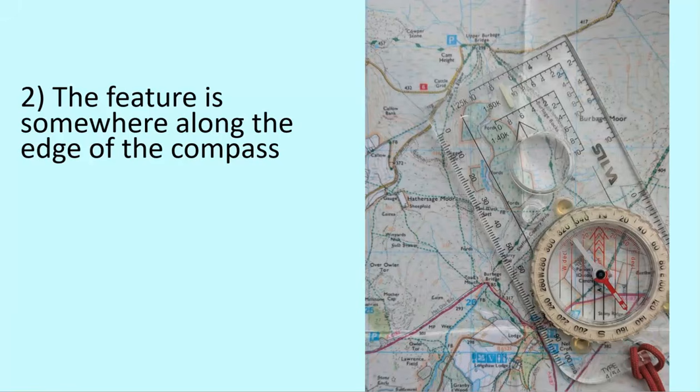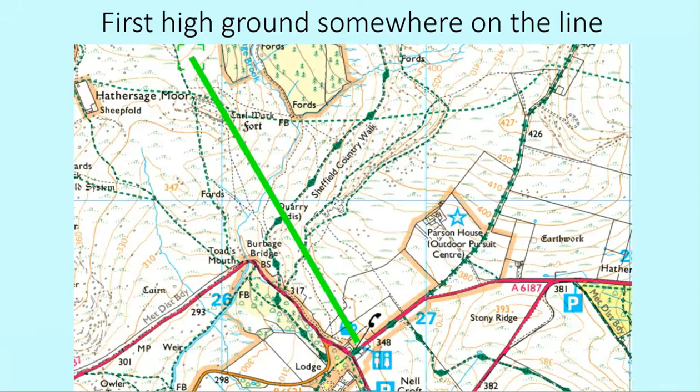And now we can work out where our feature is, because it's somewhere along the edge of my compass now. Somewhere along that arrow. So you can imagine drawing a line. You could even do that. You could draw a line on the map using the edge of your compass as a ruler. So imagine I've done that with the green line.